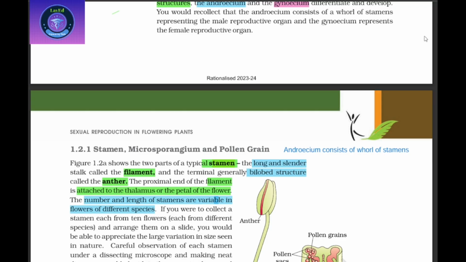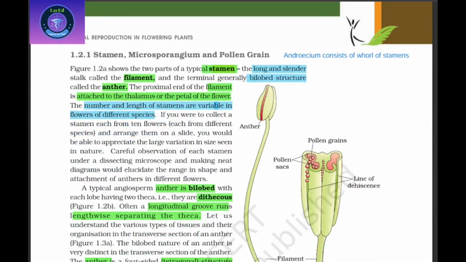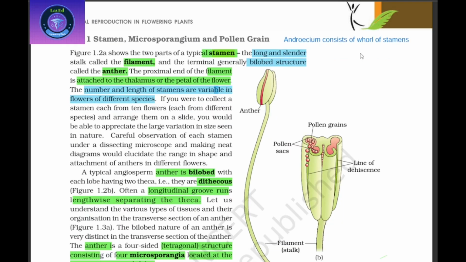Today's topic is mainly the male reproductive system of flowering plants, known as the androecium. Now we should know what is androecium. I have written over here: androecium consists of the whole of stamens. Wait a second, I'll show you what is a stamen. This structure you can see right here. Yes, this combination of anther and filament is called a stamen.